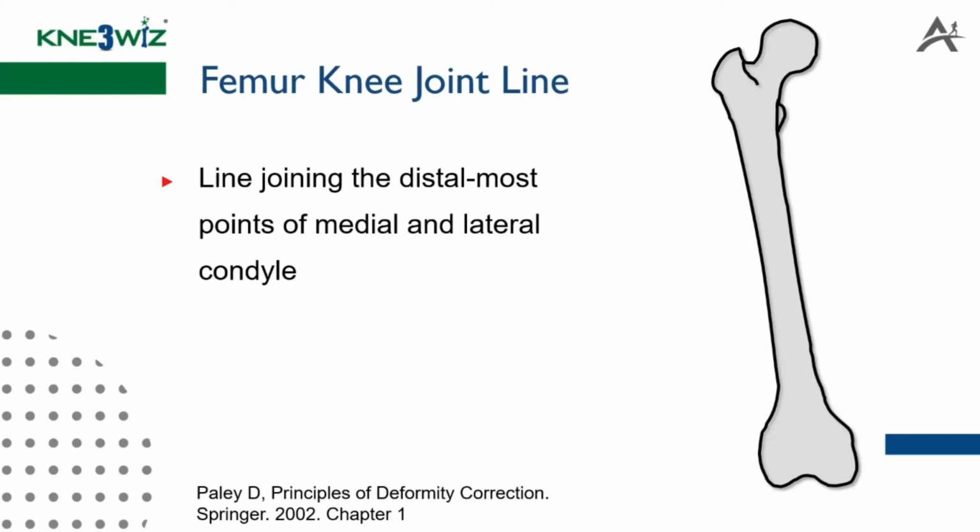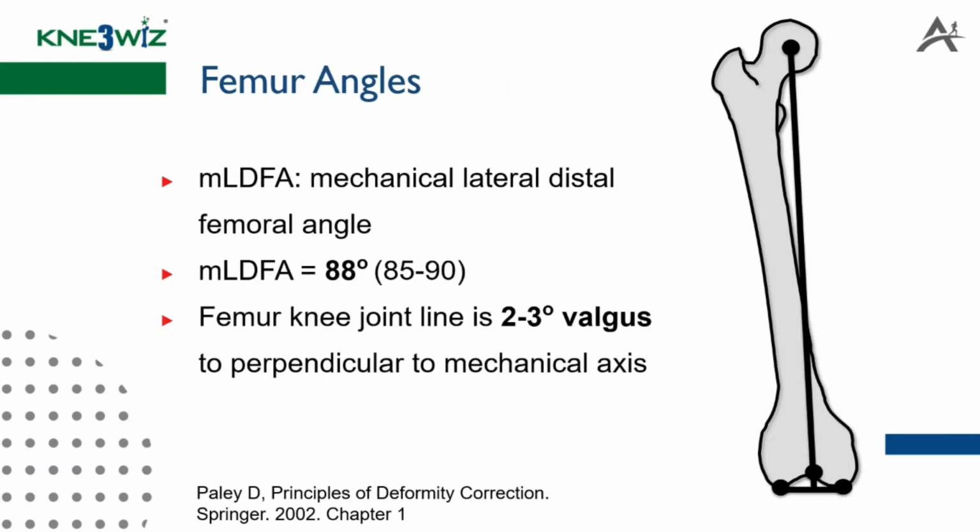Femur knee joint line. The distalmost points on the medial and the lateral condyle of the femur are marked. The line joining them represents the femur knee joint line. The angle used for measurement between the mechanical axis of the femur and the knee joint line is the lateral one, and hence is called the mechanical lateral distal femur angle. The knee joint line is in 2 to 3 degrees of valgus to the perpendicular from the mechanical axis.